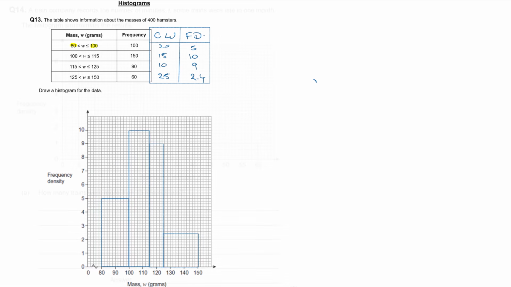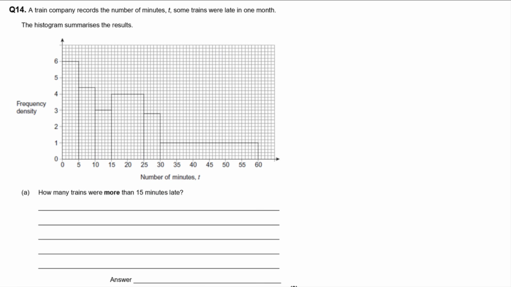It's looking good. Question 14, a train company records the number of minutes T some trains were late in 1 month. The histogram summarizes the results. So we've got frequency density up the side and number of minutes along the bottom. How many trains were more than 15 minutes late? More than 15 minutes is going to be all of the bars to the right of 15, isn't it? So it's going to be this bar, and this bar. We need to know the frequencies of those 3 bars.